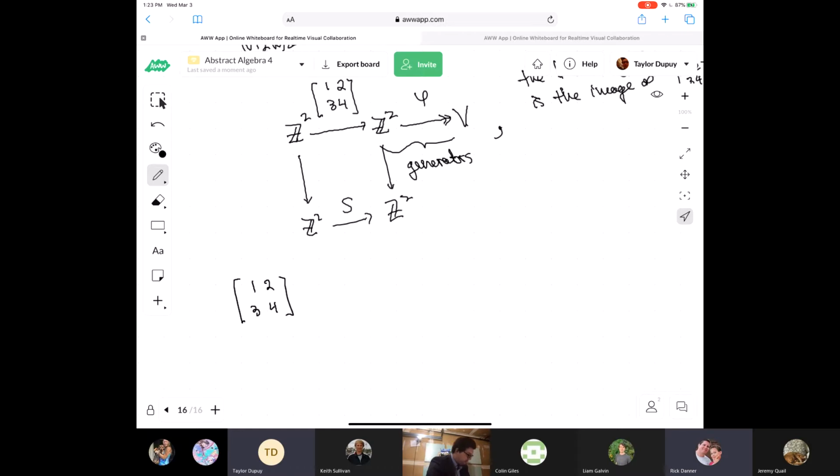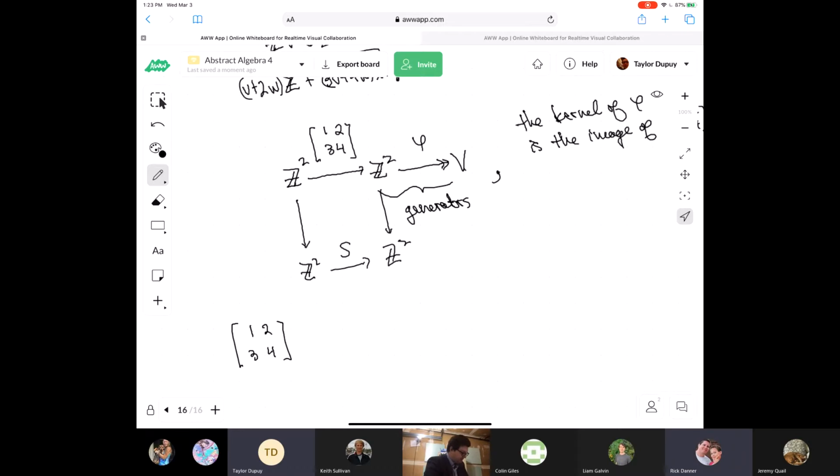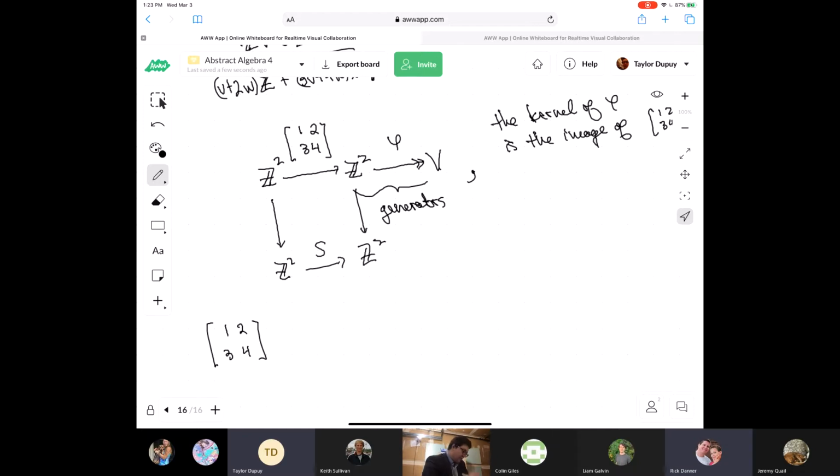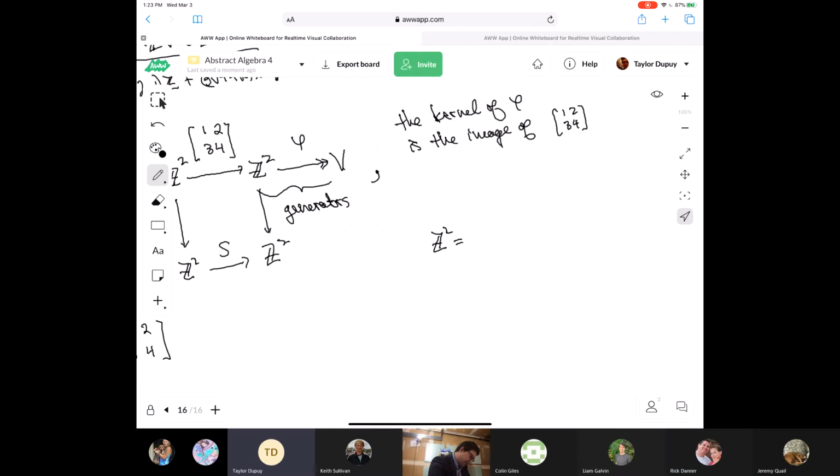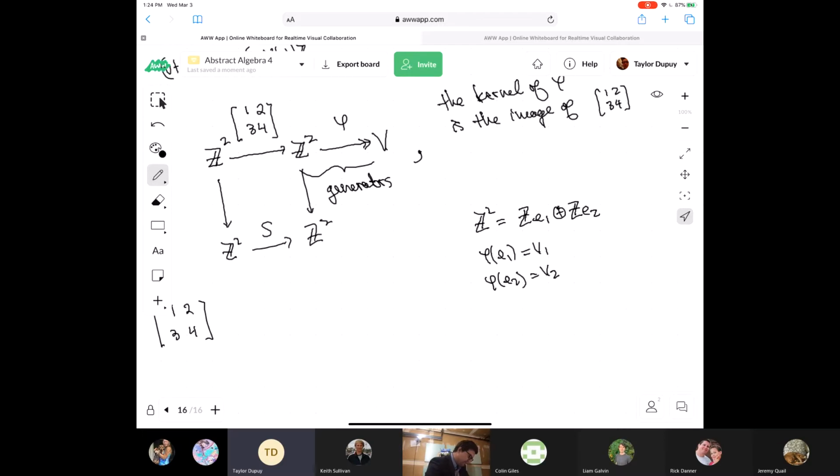Okay, does phi map the image of 1, 2, 3, 4? Because phi by itself would just be from Z cross Z, right? So this thing here looks like ZE1 direct sum ZE2. Okay, and then phi of E1 is V and phi of E2 is W, I think I called them.